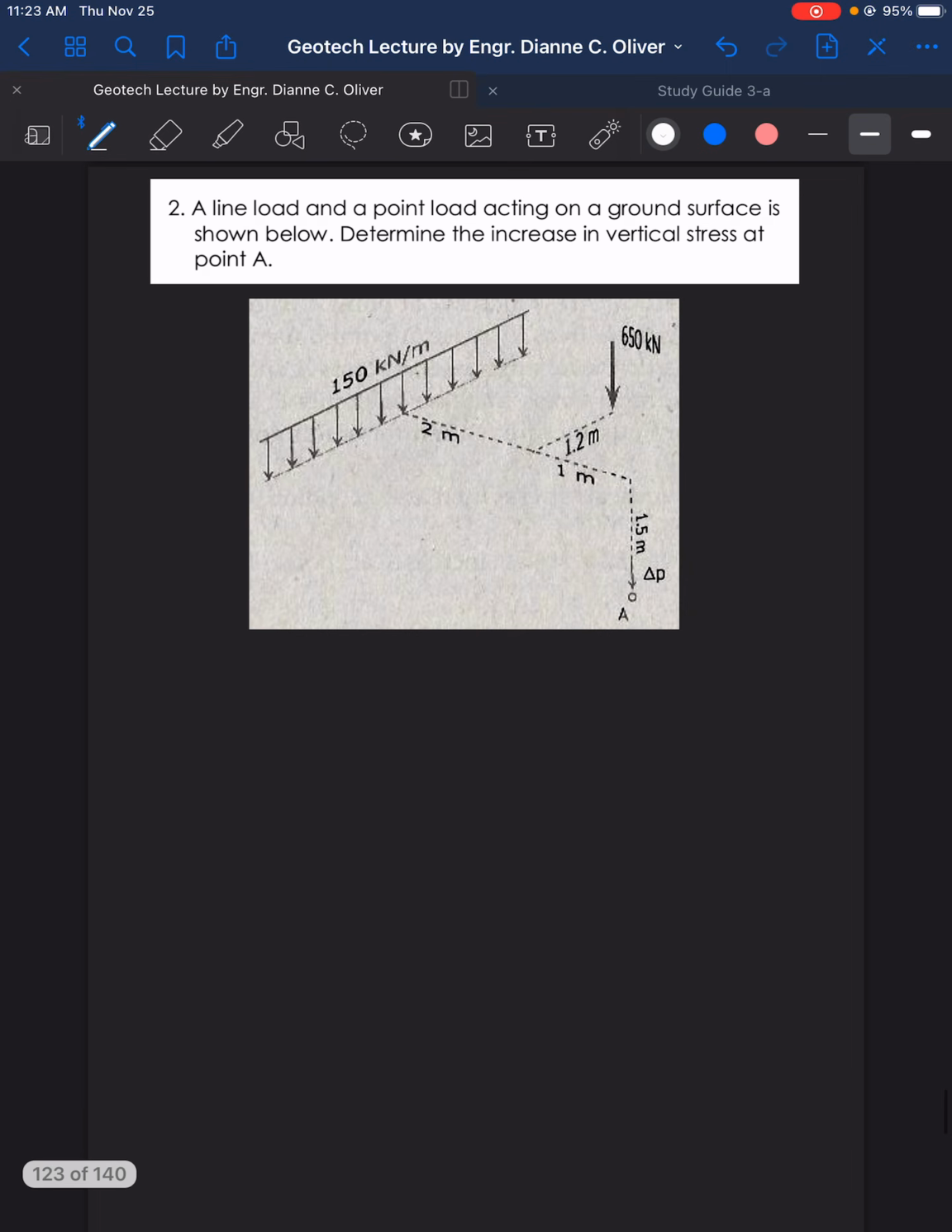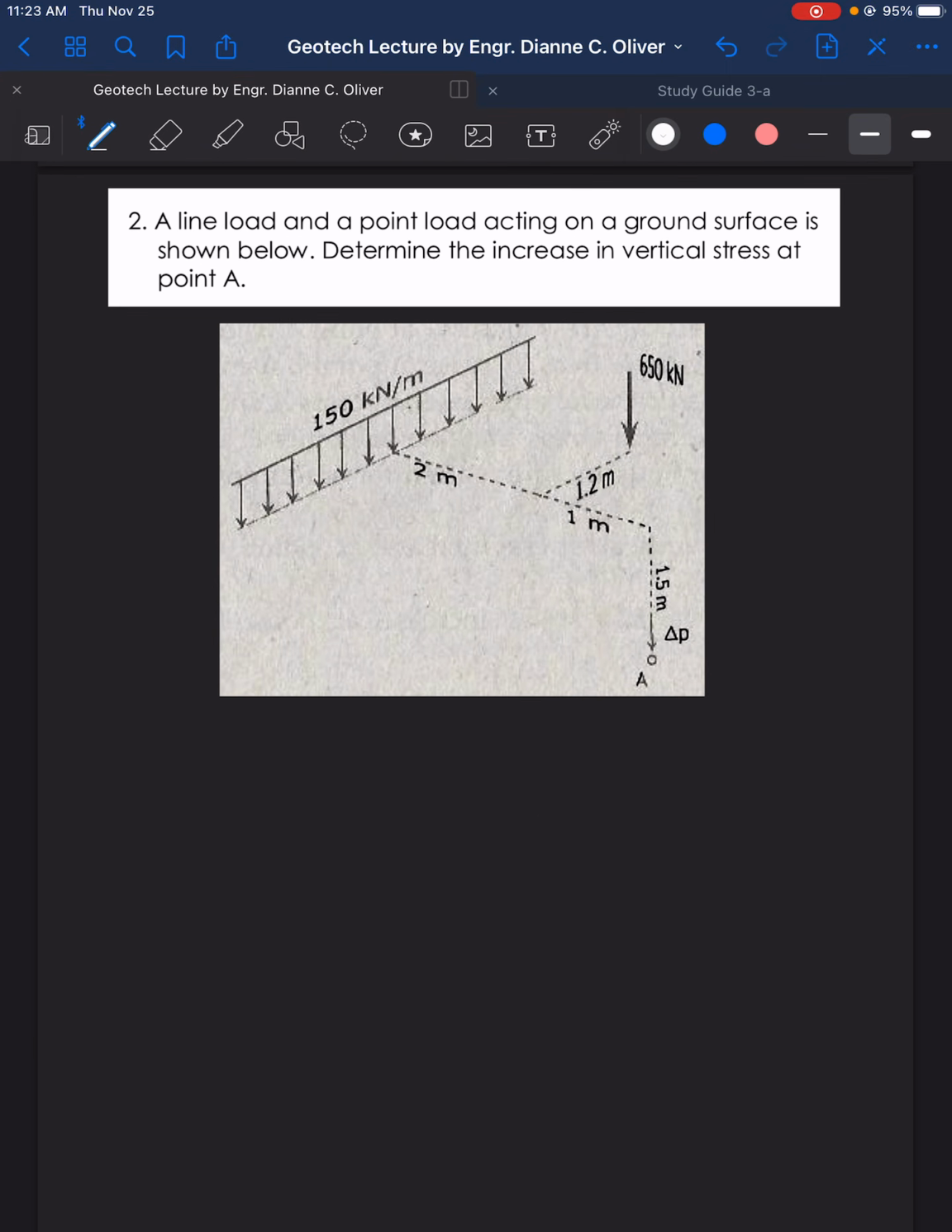Okay, let's go to number 2. We have here a line load and a point load. So it's a combination. A line load and a point load acting on a ground surface is shown below. Determine the increase in vertical stress at point A. So this is the point A. Point A is located 2 plus 1, so 3 meters away from the line load, and it is at a depth of 1.5 meters.